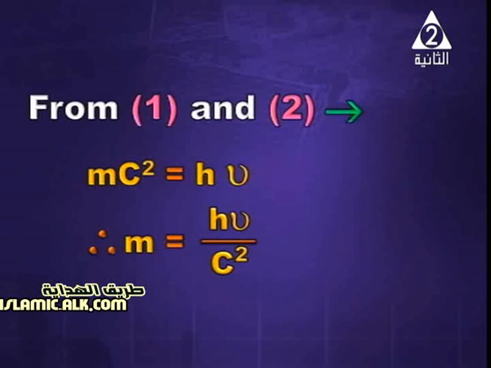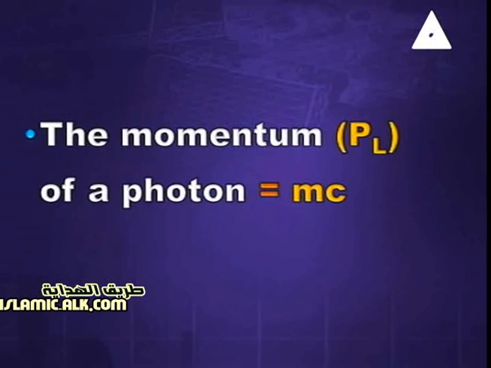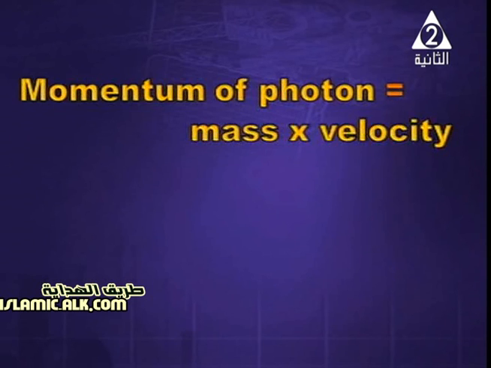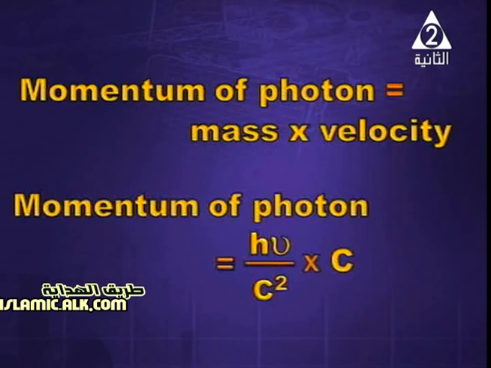So the mass of the photon equals h nu over c squared. And what about the momentum of the photon? Momentum is denoted by P, and it is obtained by the product of mass and speed. Speed of light is given the symbol c, so it is the product of mass and c. Momentum of the photon equals mass times velocity, so it is h nu over c squared, which is the mass, times speed c. One of them will be crossed out, so it is h nu over c.